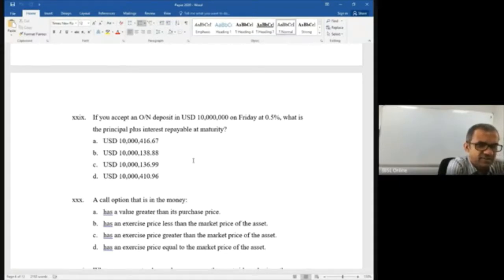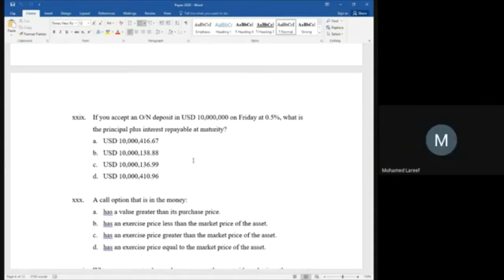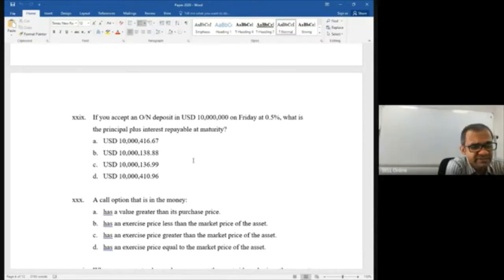Then how many days? For the interest calculation, you need the number of days. For how many days do you calculate interest? So 3 days. That's the point here.